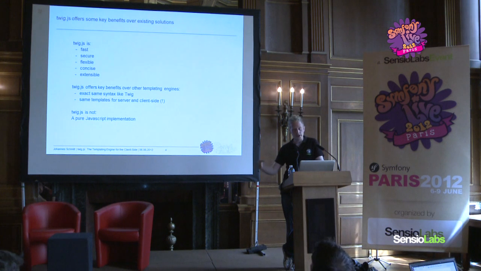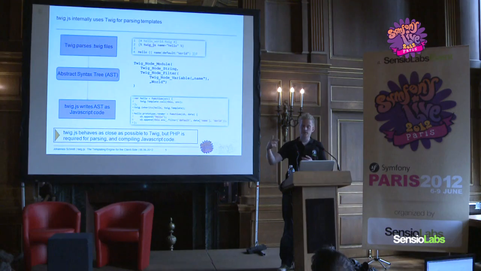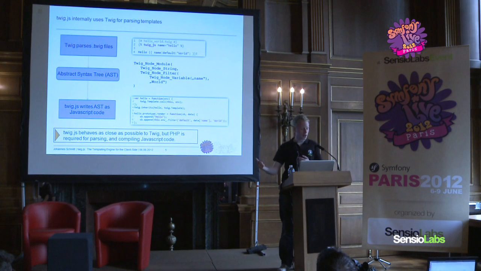And what it is not: it's not a pure JavaScript implementation. So it always requires PHP to compile. It doesn't really have a parser and a lexer and a compiler in JavaScript. So it requires PHP. How does it do that? Basically, it uses the lexer from Twig and the parser from Twig, and just runs that through.